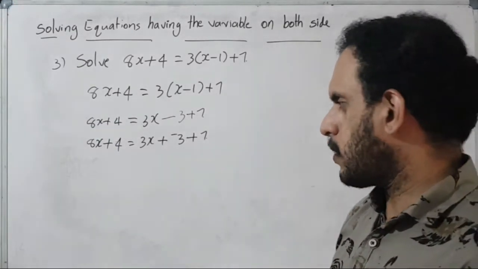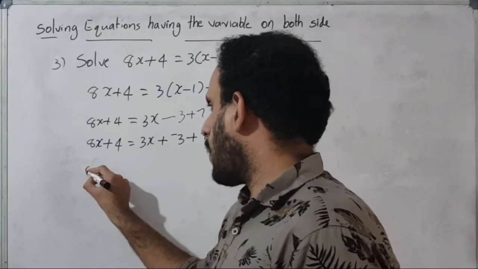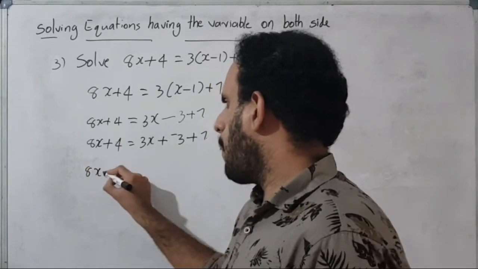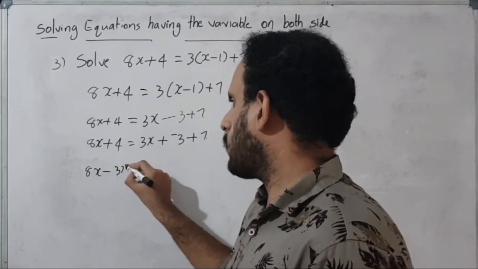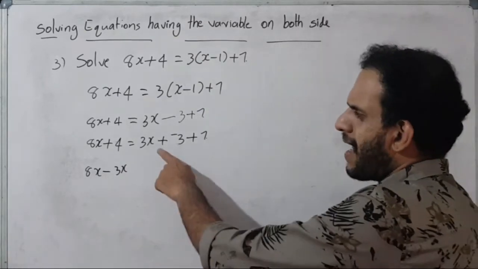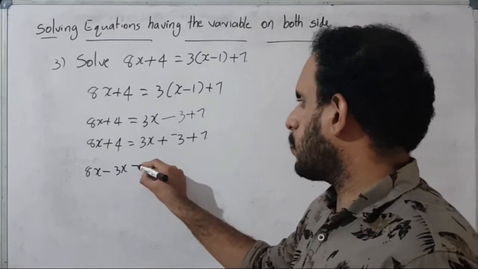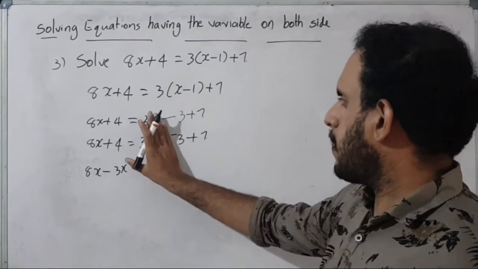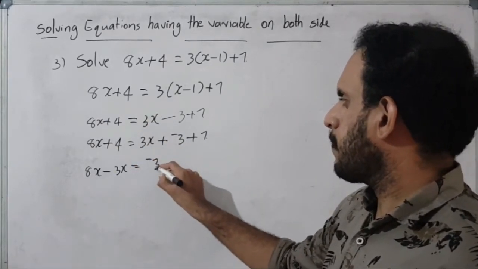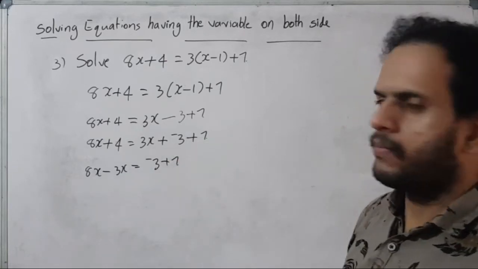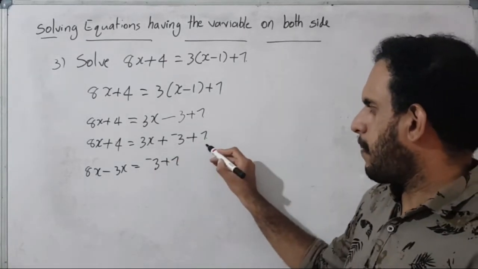So the next step is 8x minus 3x. Correct? Minus 3x. Why? Because here we are adding the 3x. So minus 3x is equal to, what is remaining here? The remaining minus 3 plus 7. Correct? Minus 3 plus 7.